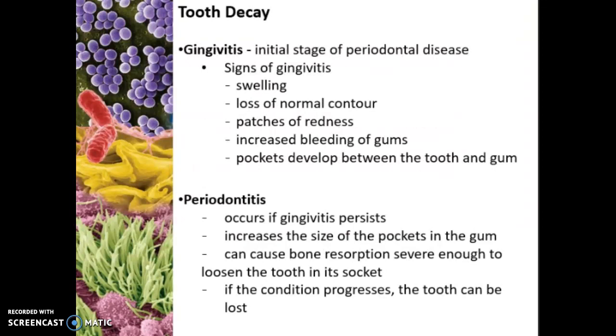So looking at the different stages, gingivitis is the initial stage of periodontal disease. The signs of gingivitis are swelling of the gum, so the gingiva right next to the tooth. There can be patches of redness. With that swelling, you have loss of normal contour and bleeding of the gum. So if you brush your teeth and you have high amounts of bleeding, your gums are swollen. There's irritation there, but maybe it's been a couple of days since you've brushed your teeth.